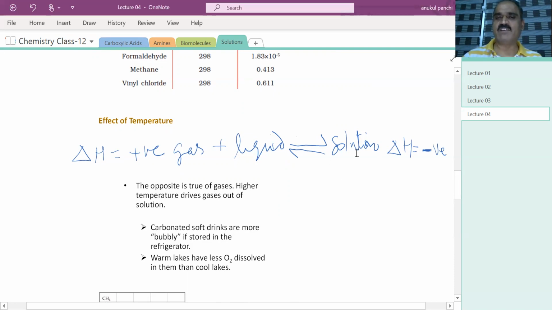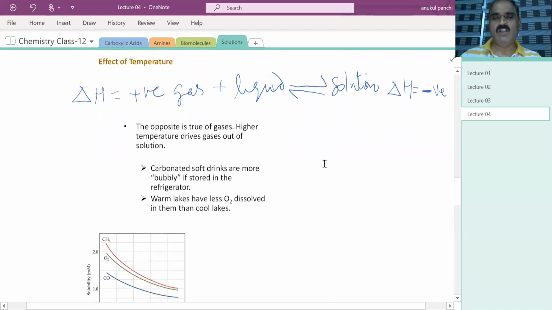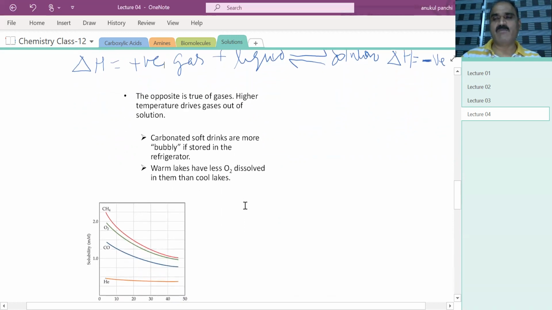If we increase temperature, this physical process of dissolution will go in the reverse direction. And if temperature is decreased, it will go in the forward direction. That is why we chill cold drink bottles to maintain their fizz. Carbonated soft drinks are more bubbly if stored in the refrigerator. Warm lakes have less O2 dissolved in them than cool lakes. So when temperature rises due to global warming, the temperature of lakes and rivers also rises, and it decreases the solubility of dissolved oxygen, which becomes dangerous for aquatic animals.